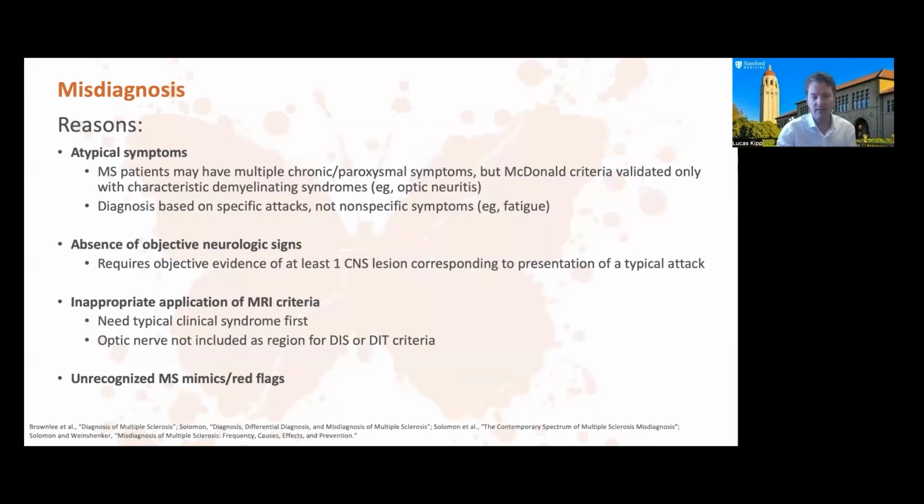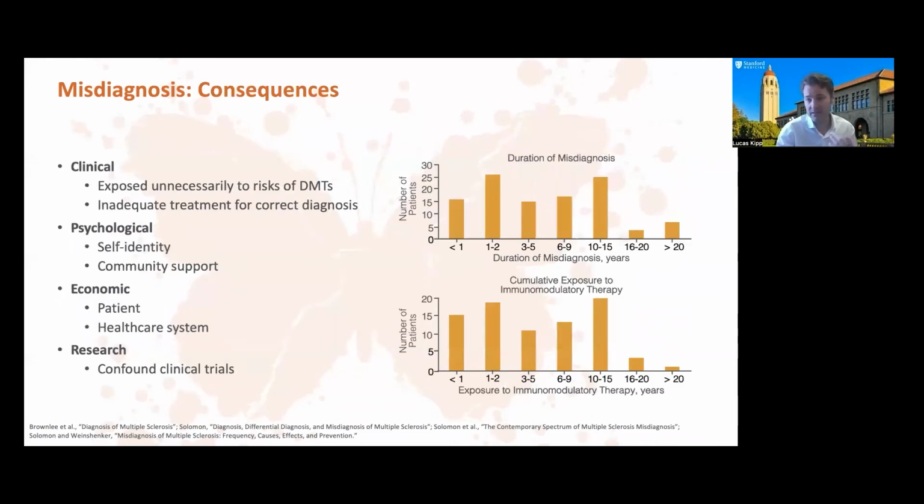And that really gets at the reasons why a misdiagnosis happens: the symptoms are atypical, they don't have objective signs of central nervous system problems, inappropriate application of the criteria, and not recognizing MS mimics or MS red flags. And this has significant consequences, both for the patient and the healthcare system. One, if you make an MS diagnosis and put people on MS therapy, you're exposing them to unnecessary risks of immune therapy. There's one study that showed that some people who had been misdiagnosed were on MS therapies for 10 to 20 years that they didn't need to be on.